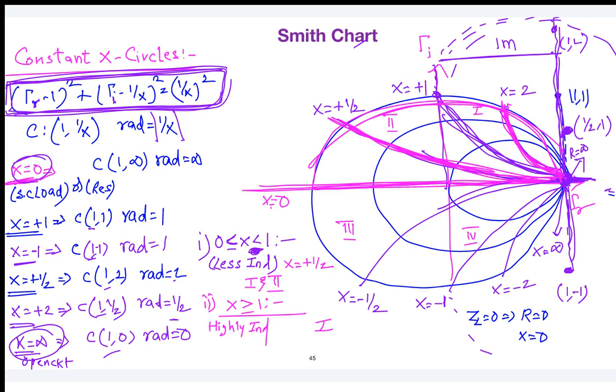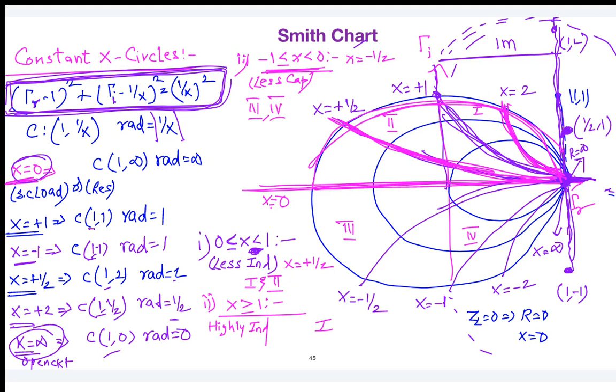Similarly, you can calculate the third case, if the x value lies between -1 and 0. In this case, x is negative, so it is capacitive. And it is a small negative number, close to 0, which means it is less capacitive. An example you can consider is x equal to -half. Tell me what quadrants it is covering? Third and fourth, sir. Yes, third and fourth.